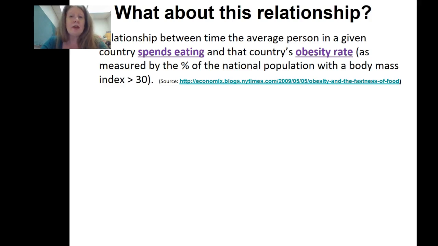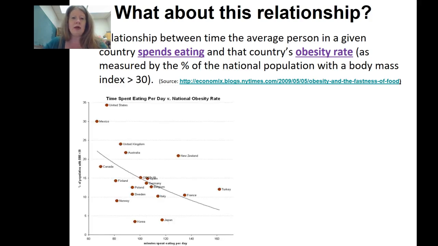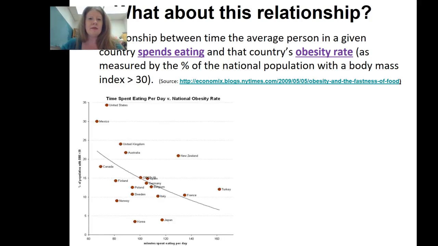So maybe, before we actually see the relationship here, think about what you would expect the relationship to look like. Would the obesity rate be higher the more time that is spent eating? Would it be lower? Would there maybe not be a relationship at all? Here's what we actually see.